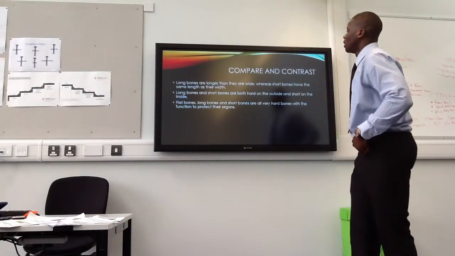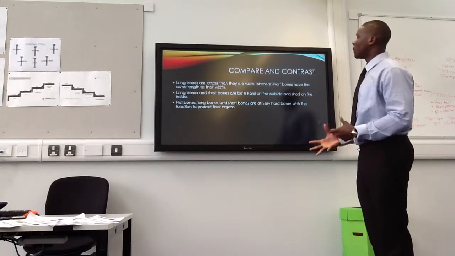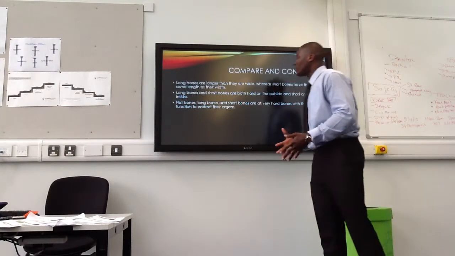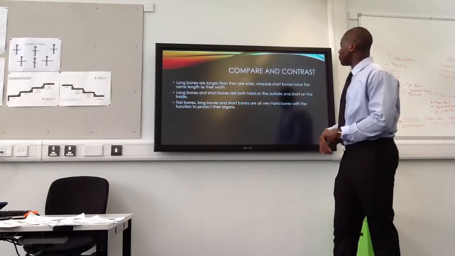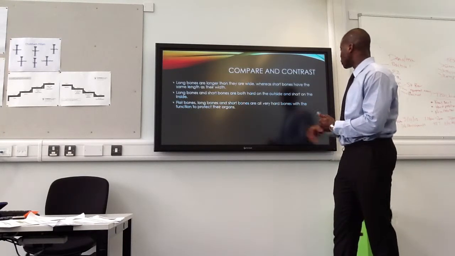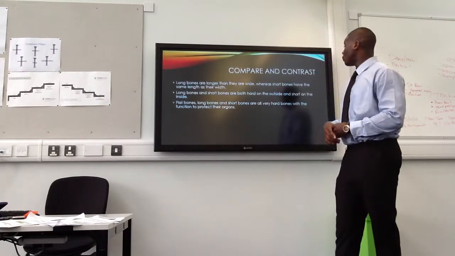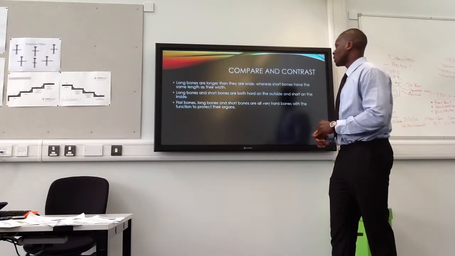Comparing and contrasting. Long bones are longer than they are wide, whereas short bones have the same length as their width. Long bones and short bones are both hard on the outside and soft on the inside. Flat bones, long bones and short bones are all very hard bones with the function to protect the organs.